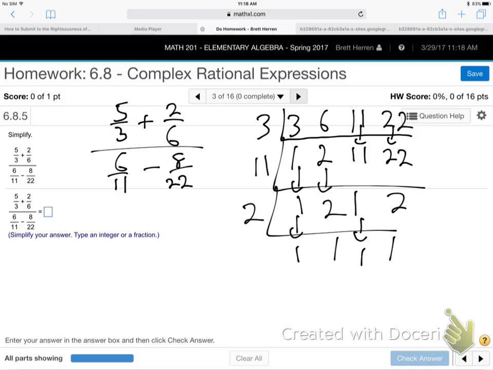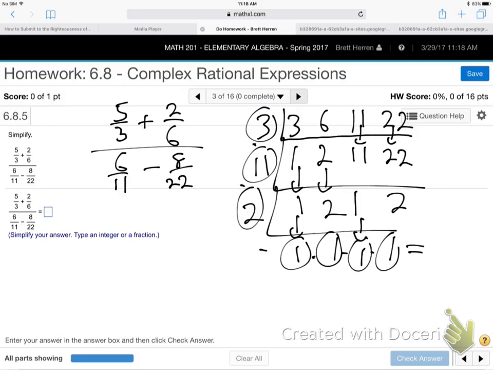How do we find it? Yeah, it's multiply, multiply, multiply, and then the 1s aren't going to do anything. Just times, times, times, times, times, times. So is that 66? Yeah, 66. So that means the LCD, the common denominator, is 66.